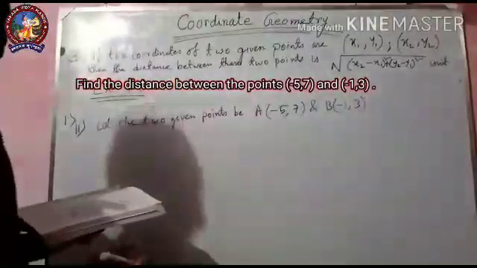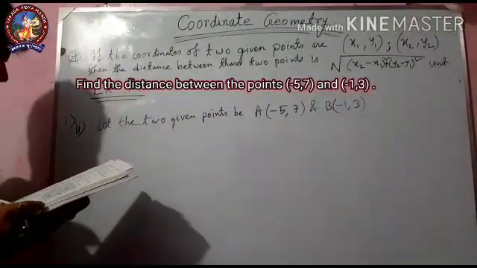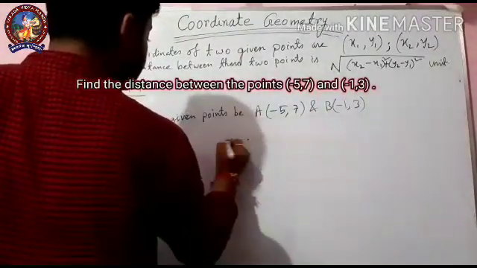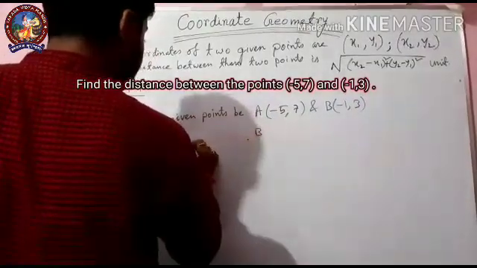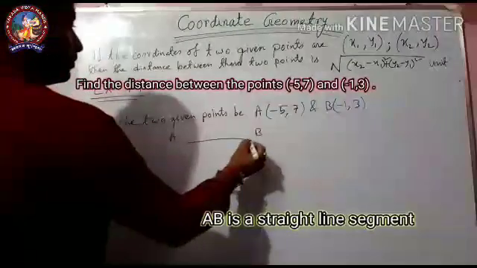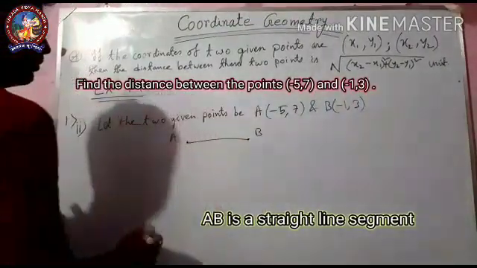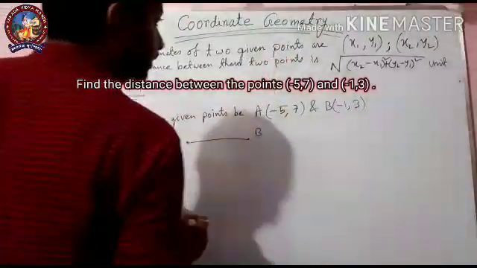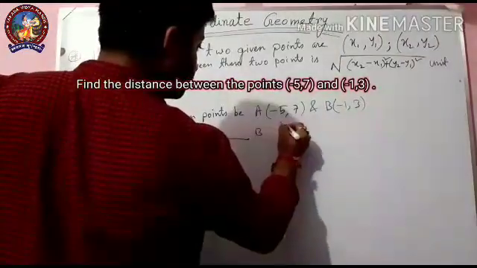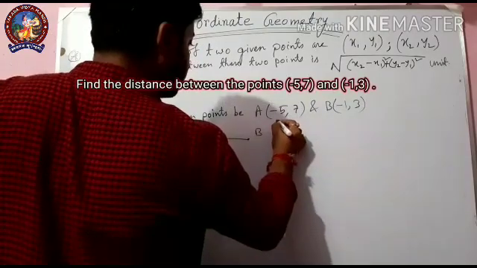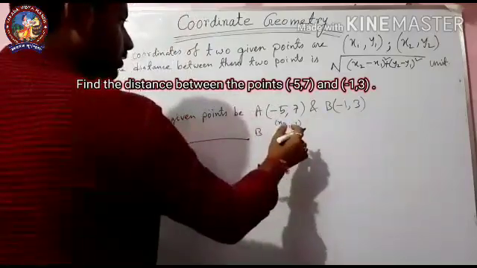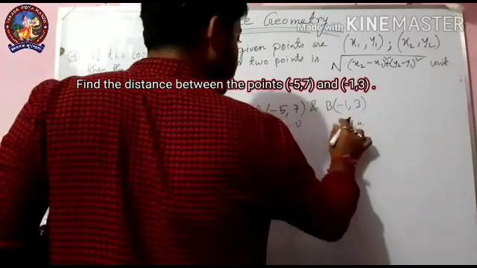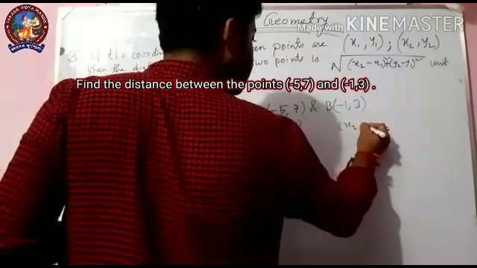Now we need to find out the distance between these 2 points. Suppose this is the point A and this is the point B. We need to find the distance of this line segment. Here we can directly apply the distance formula. This will be x1, this will be y1. No need to write this, you just have to think this in your mind. This is x2 and this is y2.